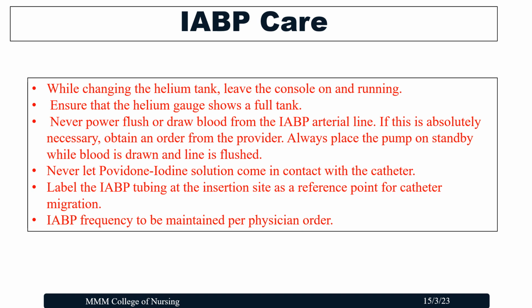Never push flush or draw blood from the IABP arterial line. That is an important thing we should remember. If this is absolutely necessary, obtain an order from the healthcare provider and always place the pump on standby while blood is drawn and the line is flushed. Never let povidone iodine solutions come in contact with the catheter. Label the IABP tubing at the insertion site as a reference point for catheter migration, so any dislodgement can be easily identified with this. And IABP frequency is to be maintained by the physician's order.